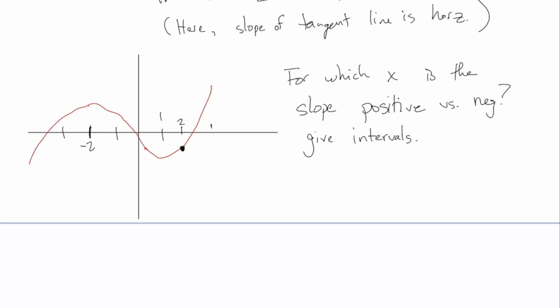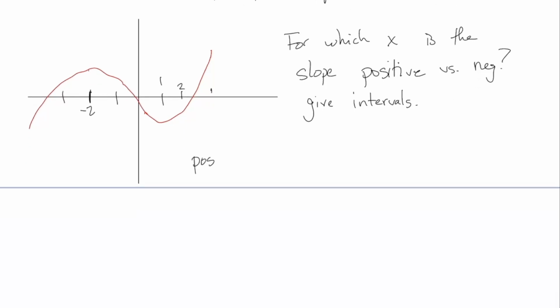Now, what does positive versus negative slope mean? Remember, for a line, positive slope means it's going up and to the right. Negative slope means it's going down and to the right. I'll just write that down. Positive means up and right in terms of the direction that this line is going, and negative means down and right. All right. I can see, I don't know about you, I can see some intervals.